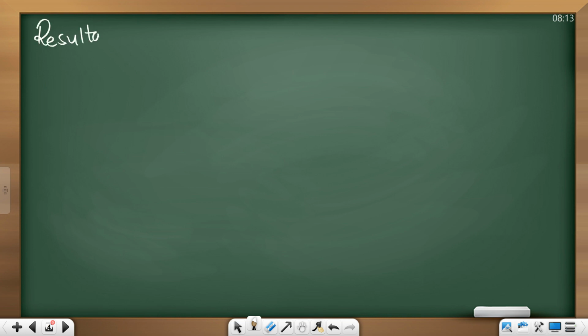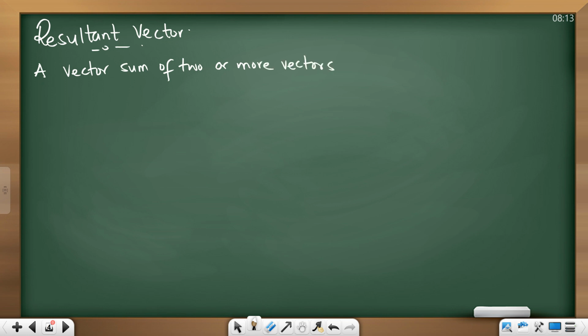Let's look at this. Resultant vector. What is a resultant vector? We're going to start by defining a resultant vector as the vector sum of two or more vectors. Please listen carefully. A resultant vector is a vector sum of two or more vectors.